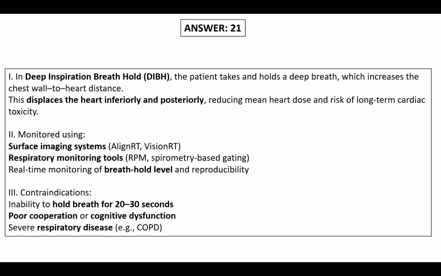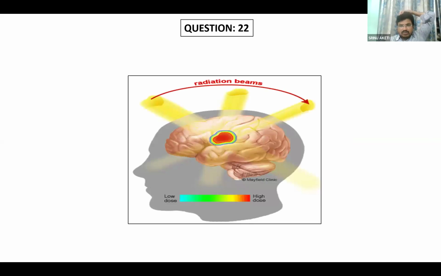Okay, sir. Next. Any idea about this plan? By seeing this distribution you can understand something. Stereotactic radiosurgery. Very good. It's delivery of a high dose, more than 12 gray, 12 to 20 gray, of radiation to well-defined, very small lesions. How many fractions will you use in SRS? Single fraction, sir.